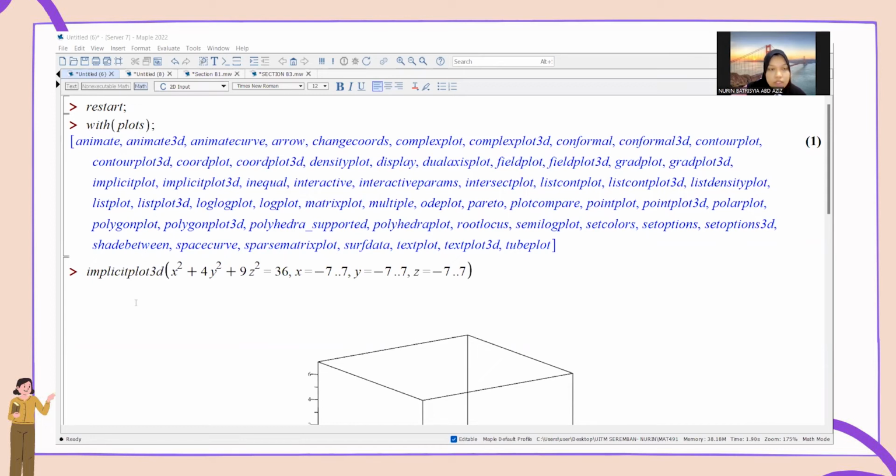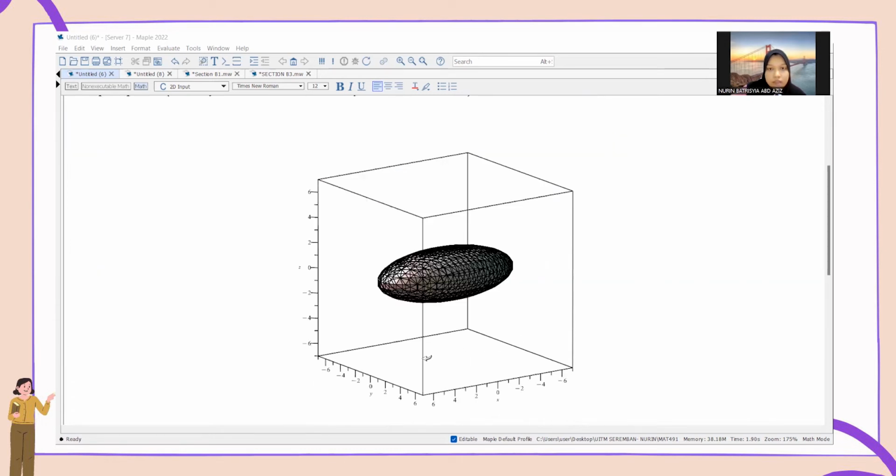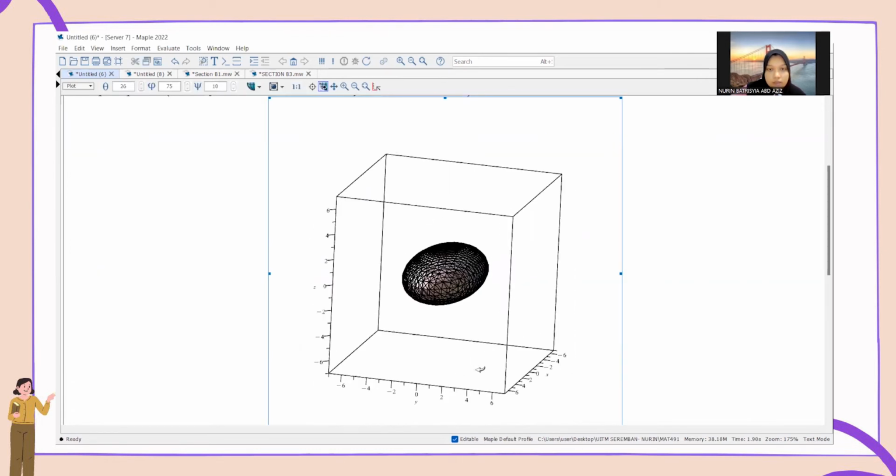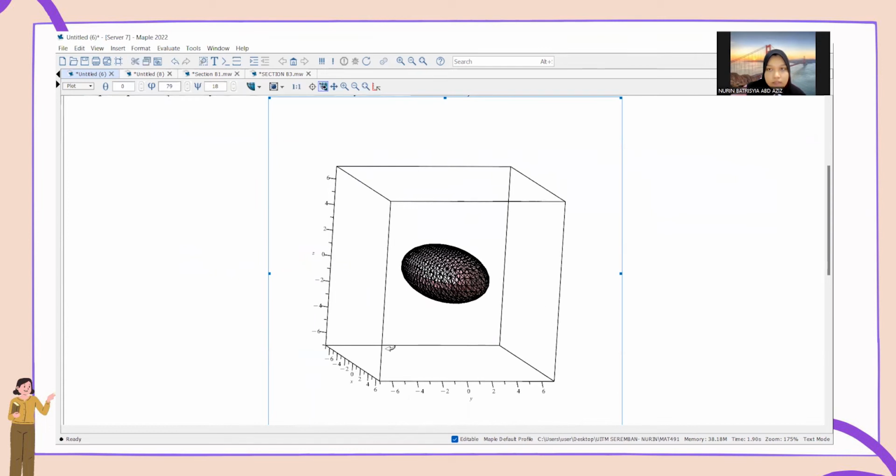For this question, I use implicit plot 3D. So I type implicit plot 3D, open bracket, and we will put the equation which is x squared plus 4y squared plus 9z squared equals 36. And for the limits of variable, we assume for x, y, and z is -7 to 7. Therefore, the image that we will get is this one for the limit -7 to 7.